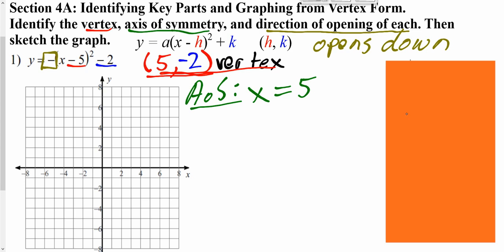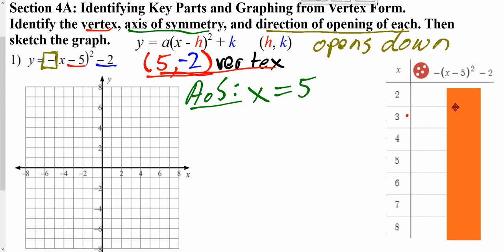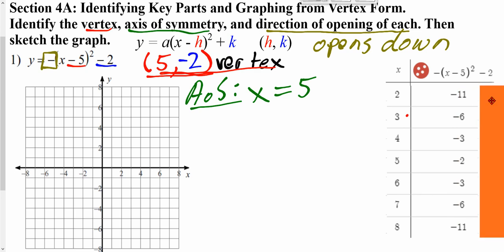So I had already gone to Desmos and got my table. So we'll uncover that. And then here's the coordinates for that. Notice this is my vertex right here, and I went at least 3 points on each side of it. So I plot my vertex over 5 down 2. And then I can plot this one here over 4 down 3. This one here is over 6 down 3.